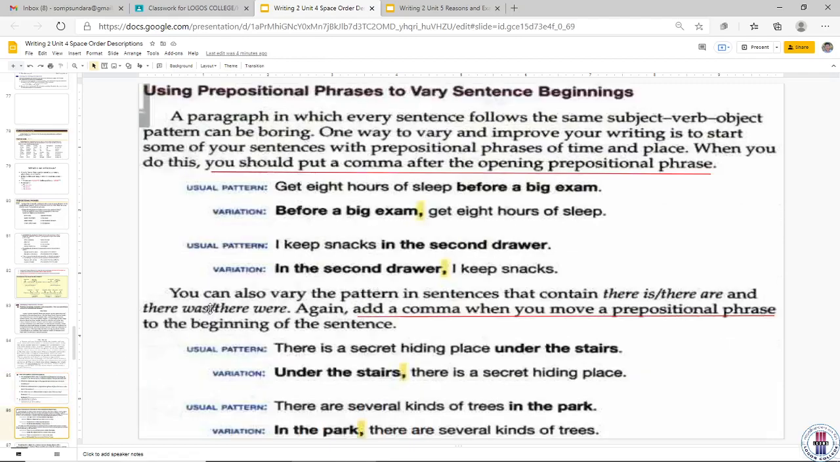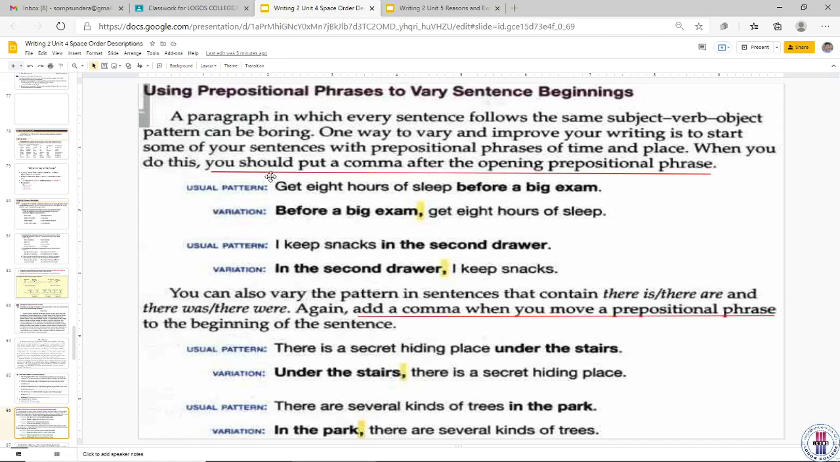All right. Let's move on to page 129. This says using prepositional phrases to vary sentence beginnings. So prepositional phrases can be in the middle, at the end, or at the beginning. And as all good writers do, we use variation just so that our writing isn't boring and there's some variety.